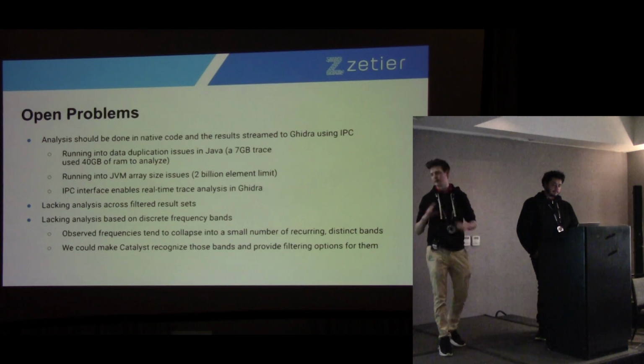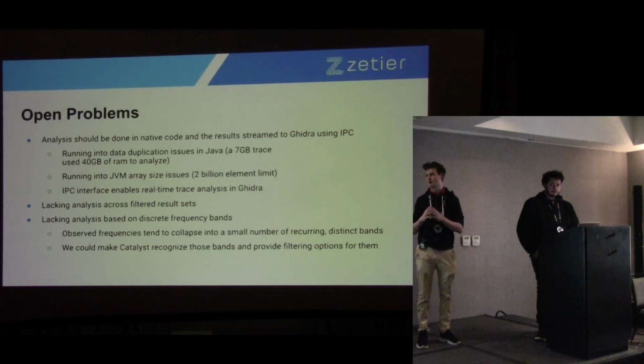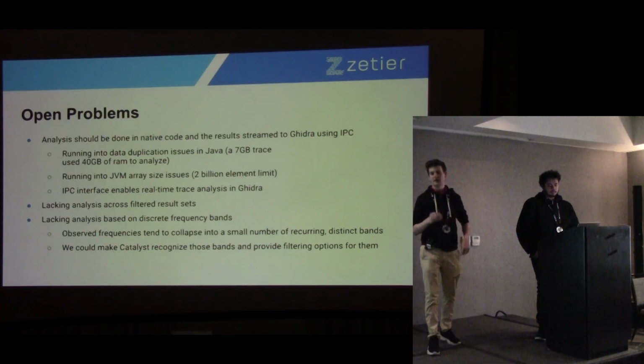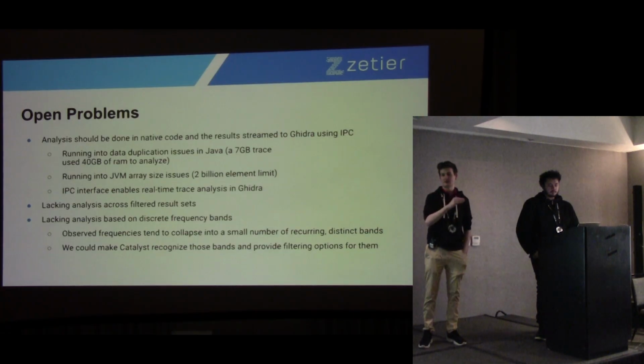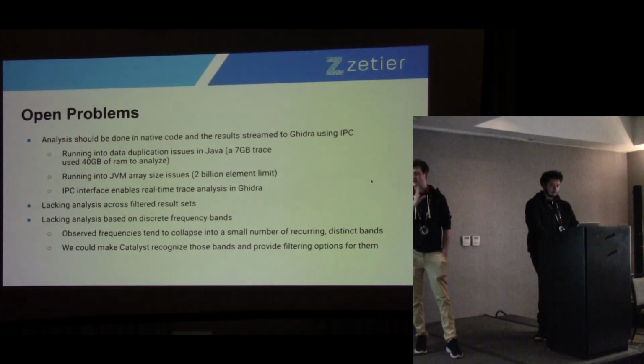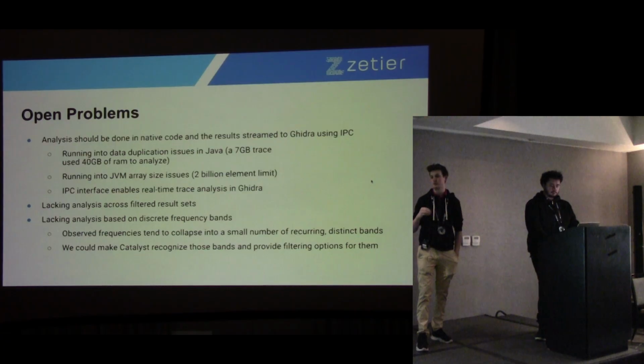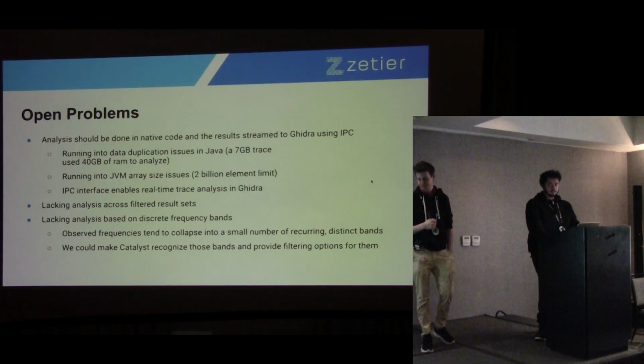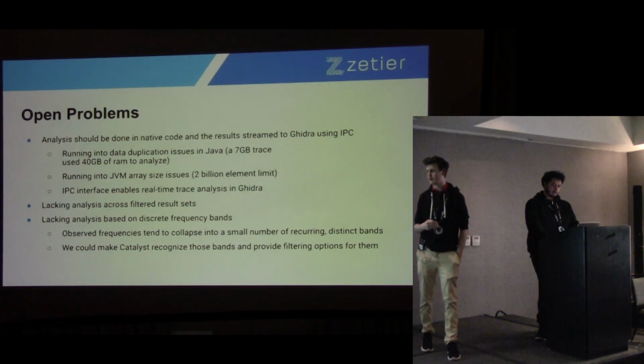And so the way to avoid all of this mess is to essentially take the analysis portion of this and implement it in native code. And then when we do that, we can stream the results from that native code into our Ghidra plugin using some sort of IPC mechanism. Doing so will not only avoid all of that mess of doing it in Java, but it'll also allow us to do real-time trace analysis and also just speed things up in general.